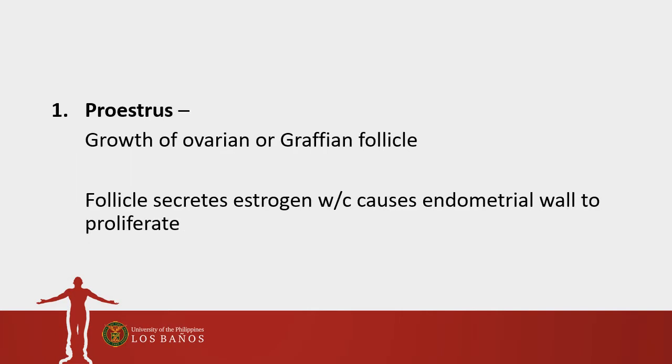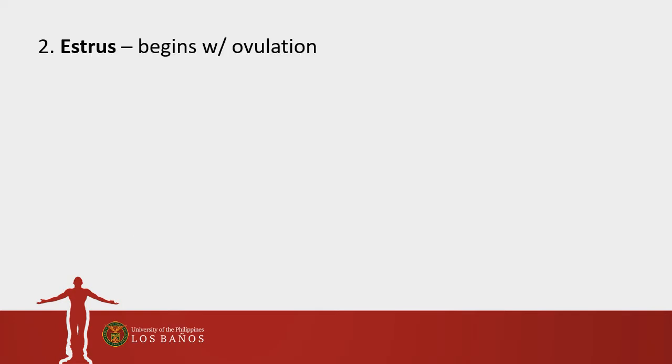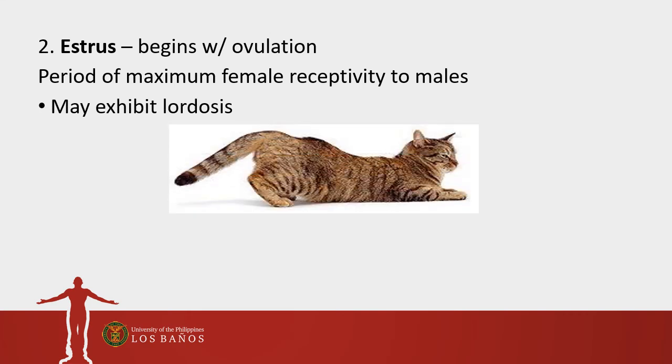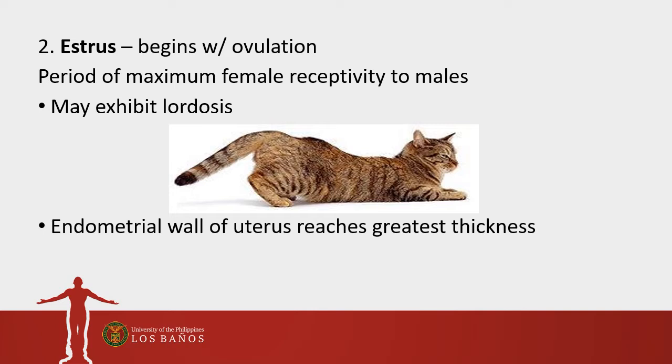During proestrus, there is growth of the ovarian or Graafian follicle. The follicle secretes estrogen, which causes the endometrial wall to proliferate. Estrus begins with ovulation. It's the period of maximum female receptivity to males. The females may exhibit lordosis. The endometrial wall of the uterus reaches greatest thickness.